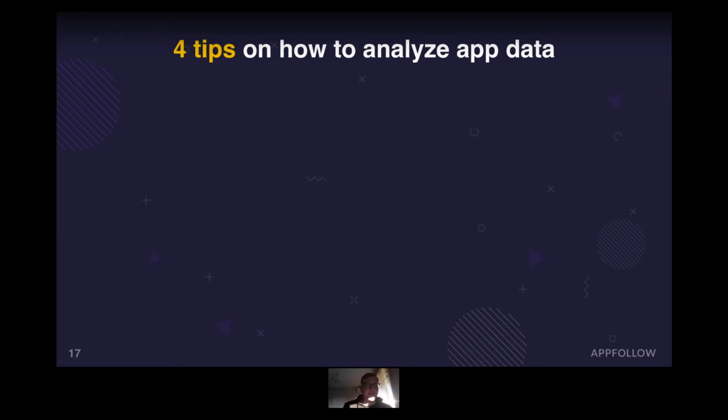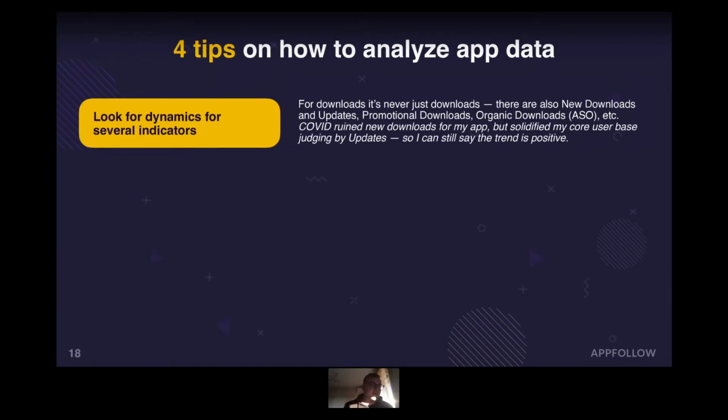So when dealing with this data, we have some tips that I would like to share with you on how you can analyze it. The first tip, of course, is to look at the dynamics of several indicators. When you get a lot of download-type metrics, there can be some confusion, and of course, there's no need to watch just one of them, like App Units in the App Store consoles.